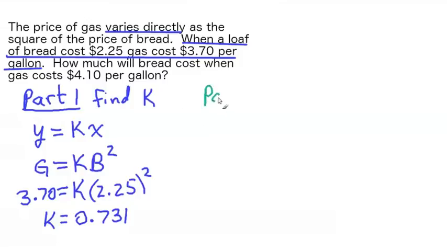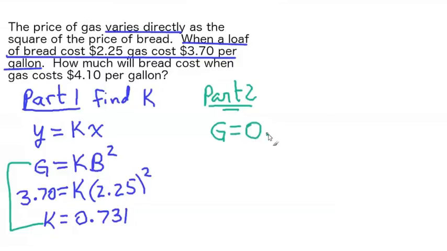Part 2 is actually answering the question, or questions sometimes. So the first thing of part 2 is you start off with the formula with the K involved. So we're going to have G is equal to, K is now always going to be 0.731, no matter how many questions are going to be asked about this relationship. And then the rest of it is that B squared, the price of the bread squared.